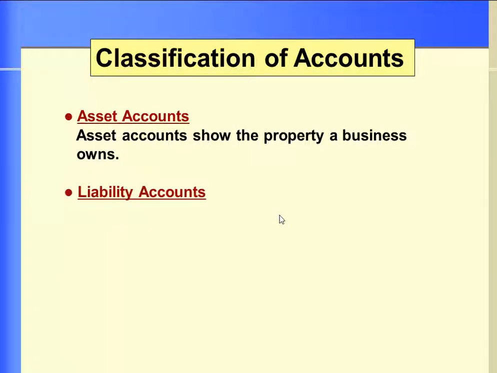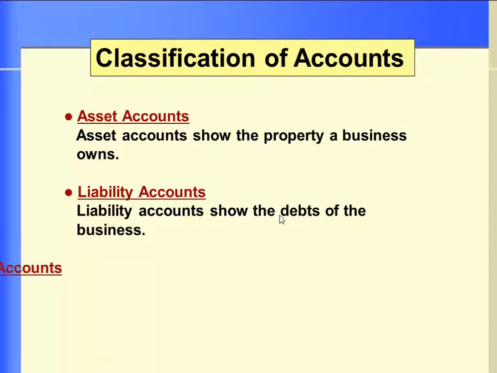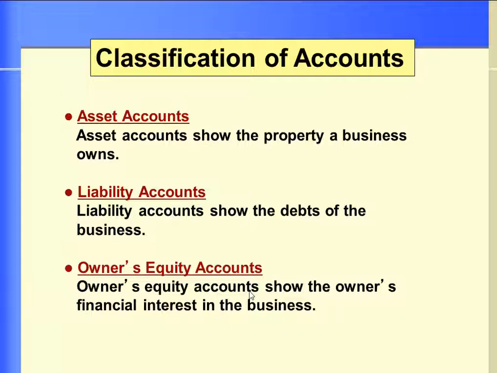This is something that the business owns. Liability accounts basically show the debts of the business. So we have accounts payable here, mortgage payable, accrued salaries, other accruals. We'll see more examples of that, and we'll have owner's equity accounts. Again, liabilities and equity accounts are claims on these assets. Not on any particular specific asset, just claims on the total of those assets. So this shows the owner's financial interest in the business.